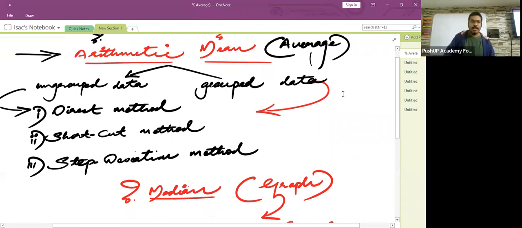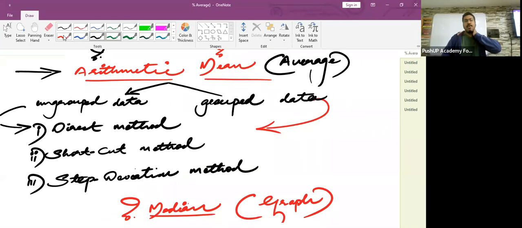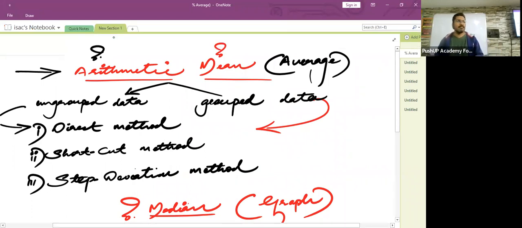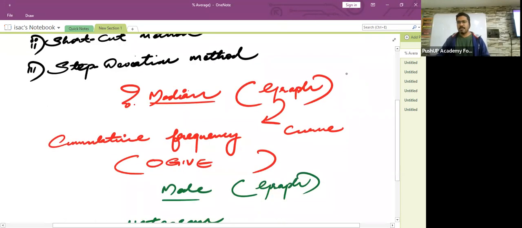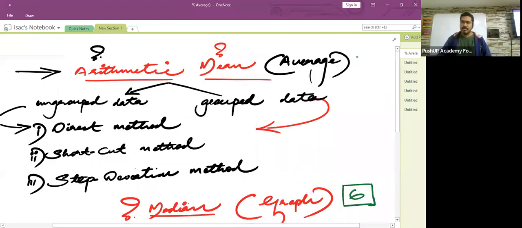Now, before we start with arithmetic mean, I have to tell you what is going to be the weightage of all the 3 topics. Let me start with median. Median has got the maximum weightage, which is 6 marks. Mode has got a weightage of 4 marks. Arithmetic mean has got a weightage of 3 marks. So how much is it? 3 plus 6, 9, 9 plus 4, 13.